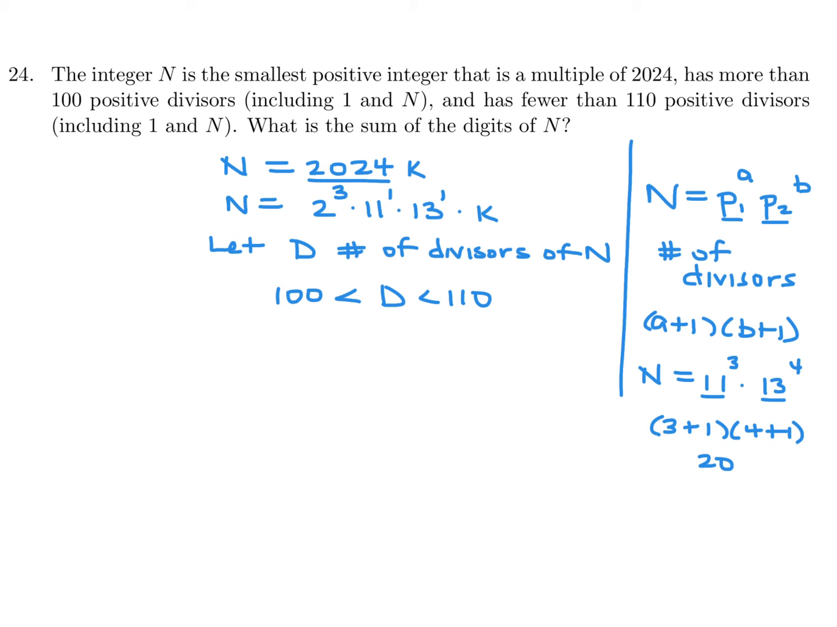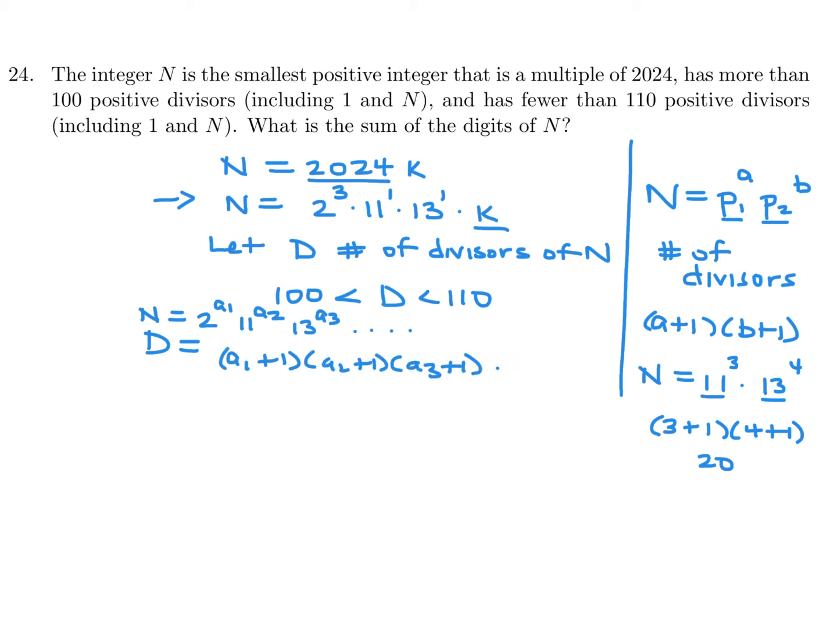So similarly with this, the number of divisors, D, depends on n. So for example, if n is 2 to the power of a1, 11 to the power of a2, 13 to the power of a3, and then we don't know what k is, so it could keep on going. The number of divisors would be a1 plus 1 times a2 plus 1 times a3 plus 1, and so on, depending on what k is. You got it? So that's the original setup of the question.